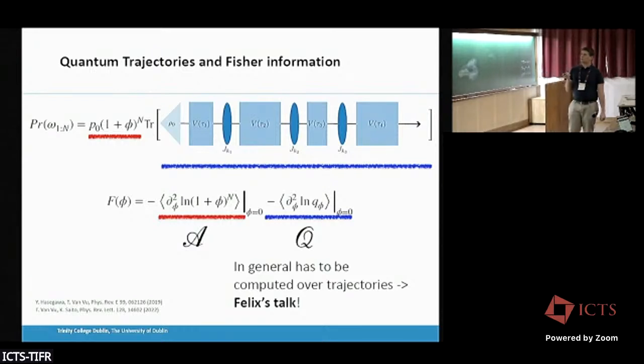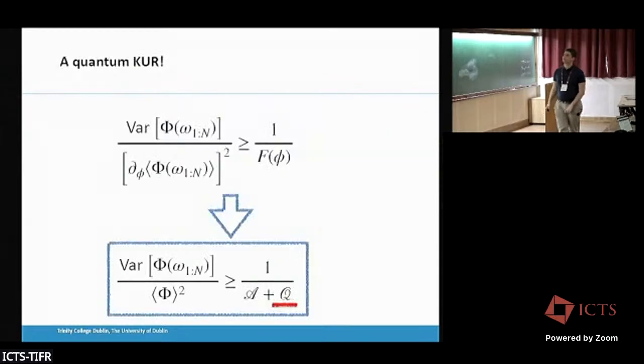Now, of course, computing this object here is in general not feasible analytically, and we have to do it numerically. In particular, in this work, we use the monitoring operator formalism that was introduced by Felix in his talk as a way to compute this Fisher information. Then computing this object is quite easy. The dynamical activity can be computed on trajectories. And finally, one obtains the Q as their difference. So now we basically went from this to this.